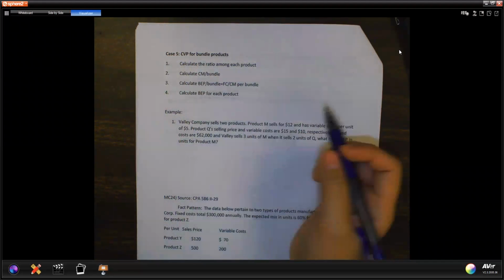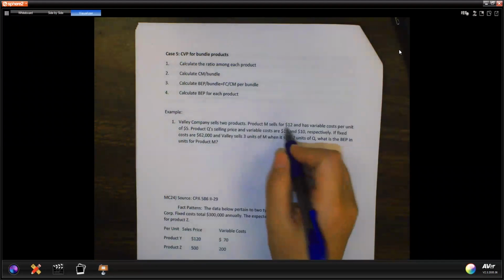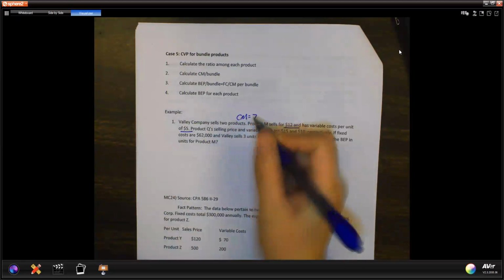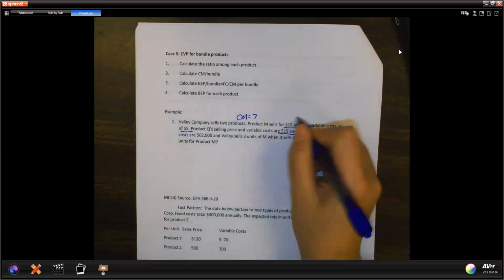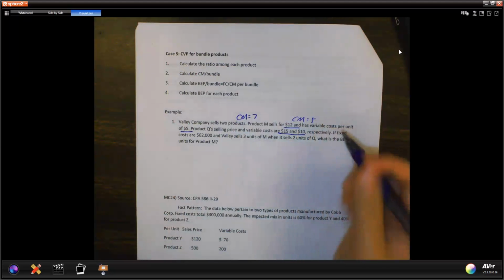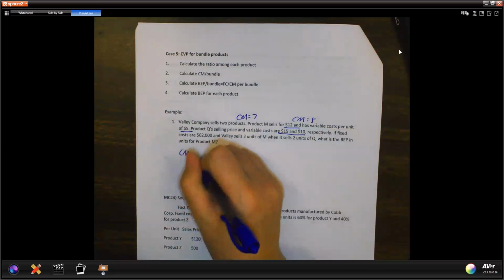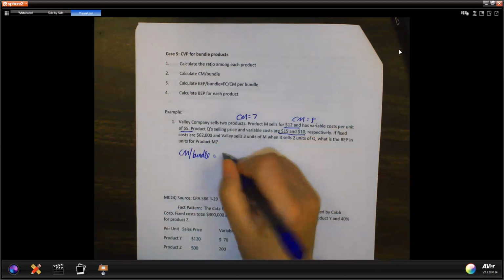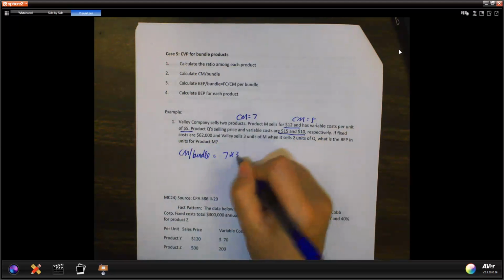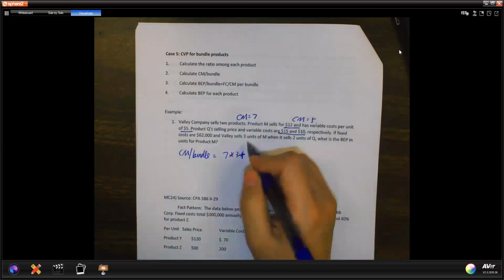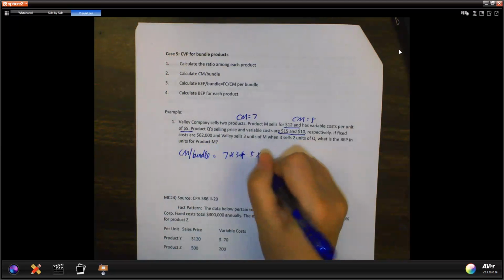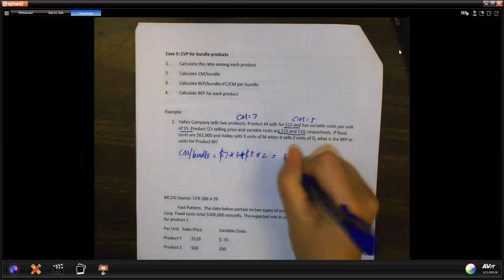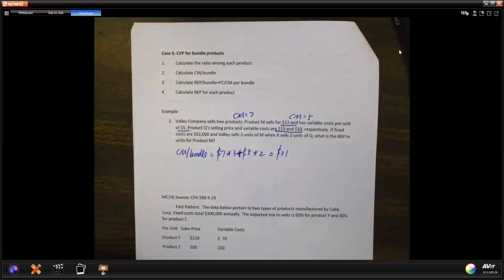For the first one, the selling price of M is 12 and the contribution margin is 7. For Q, the selling price is 15 and the contribution margin is 5. Then we get the contribution margin for this bundle: 3M and 2Q, each M is 7 and each Q is 5, so the contribution margin for that bundle is $31.